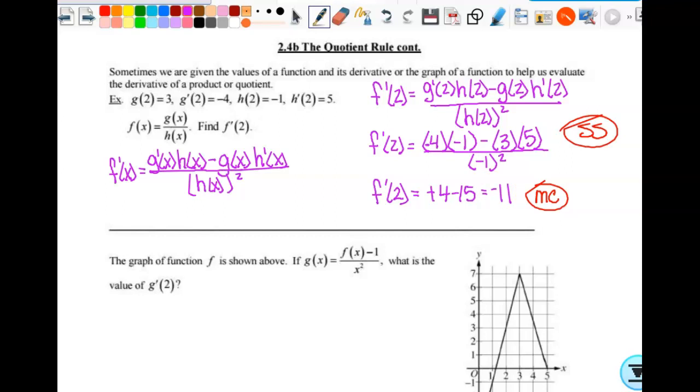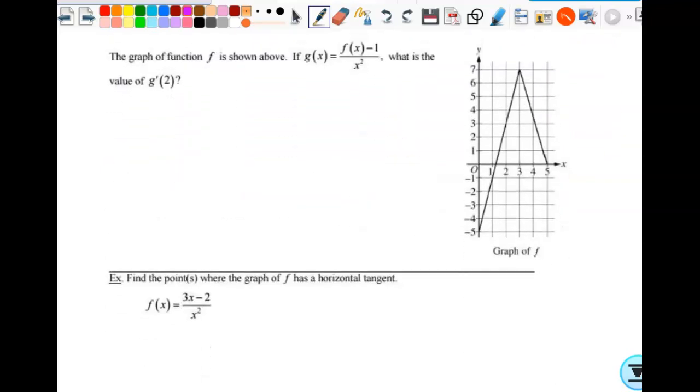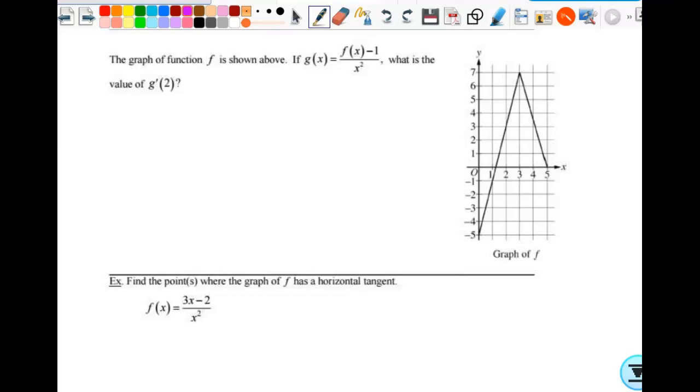All right, let's look at this next one. So the graph of function f is shown. Now you have to pay really close attention. The more and more graphs we get, it is the graph of f, but we're talking about g. So that happens a lot. If we have a graph of f, we're probably not really given stuff about f. So you got to make sure you know what's what here.